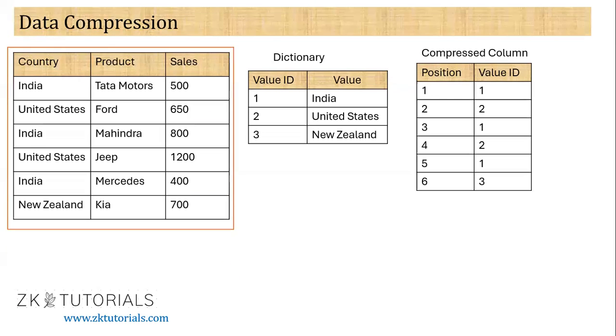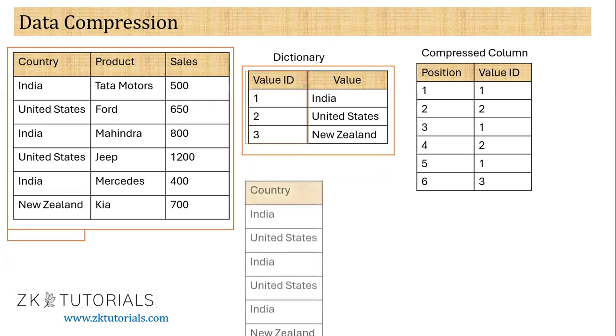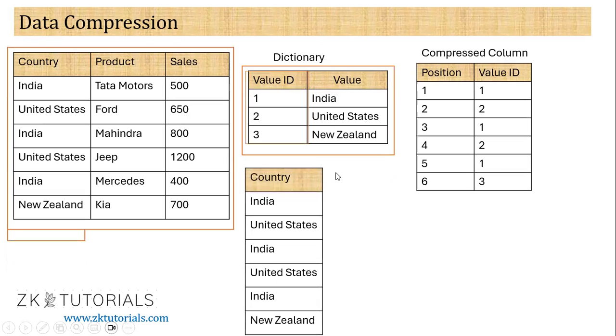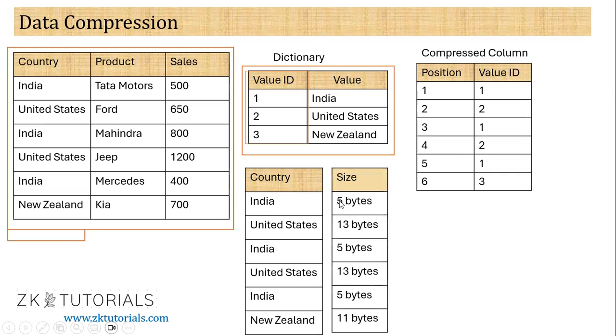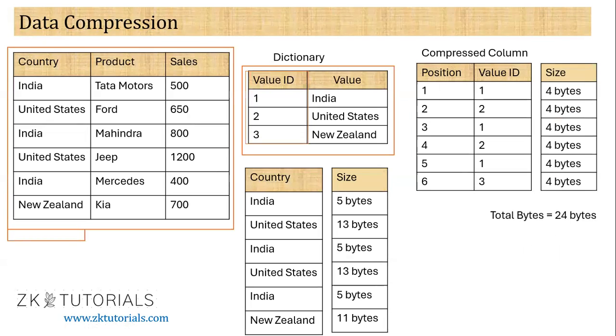So if you want to save all those countries, all those details, into our database, what is the size for this? India will take 5 bytes, US will take 13 bytes, India again 5 bytes. So how many total bytes will it take? It will take a total of 52 bytes.